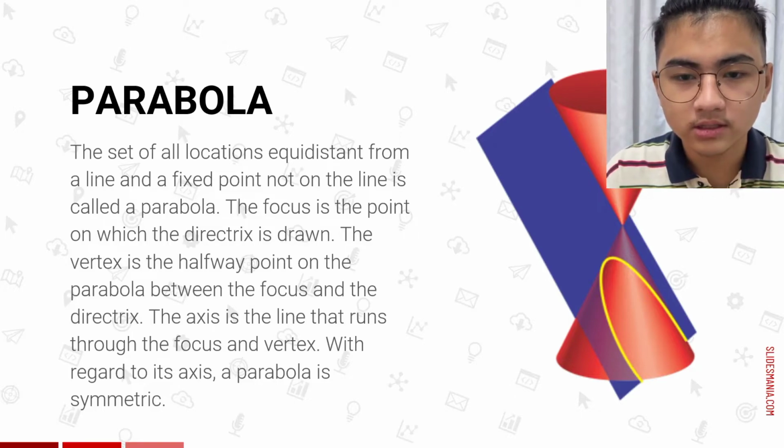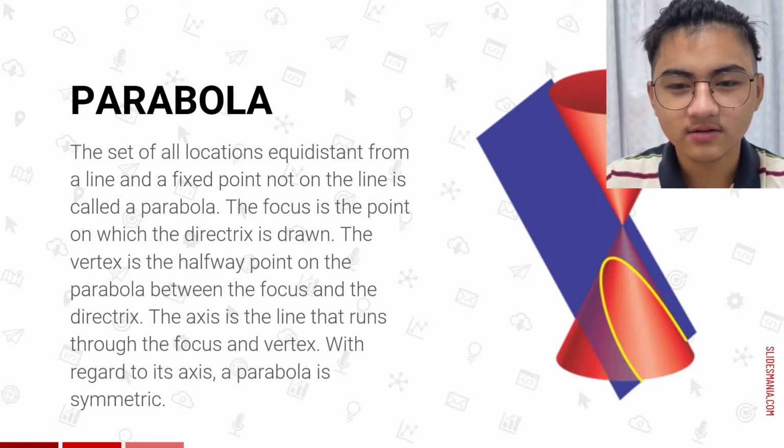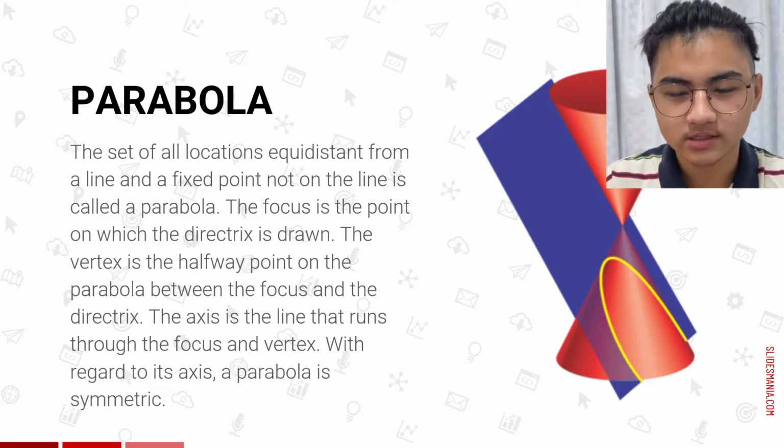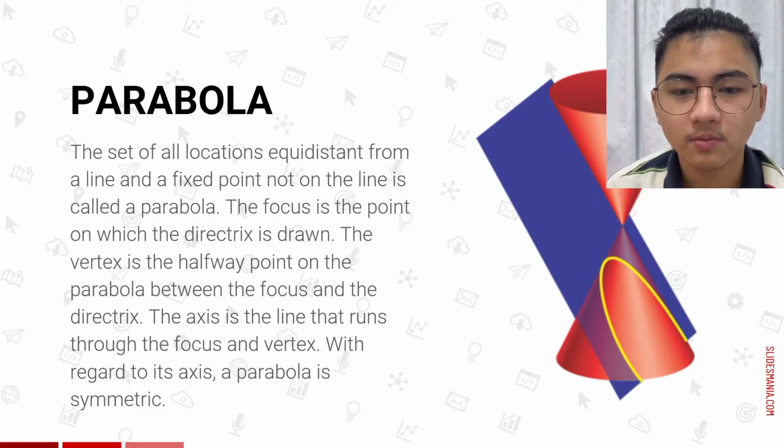The vertex is the halfway point on the parabola between the focus and the directrix. The axis is the line that runs through the focus and vertex. With regard to its axis, a parabola is symmetric. The ellipse and the hyperbola are both symmetric along the conjugate axis.